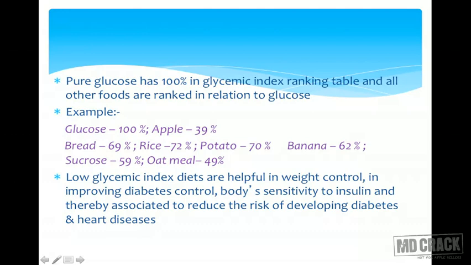in improving diabetes control. Body sensitivity to insulin is also maintained, and thereby it helps to reduce the risk of developing diabetes and heart diseases. Basically, what it means is low glycemic index foods are good for us, healthy for us.